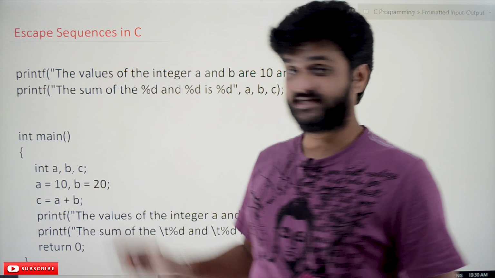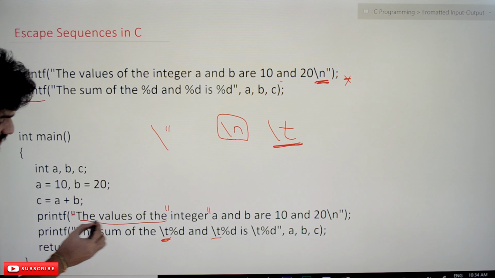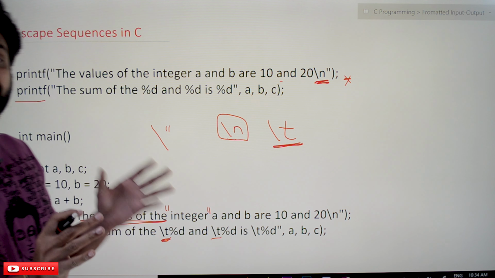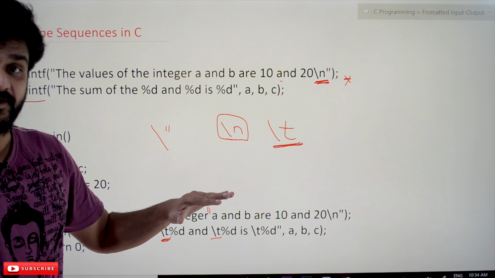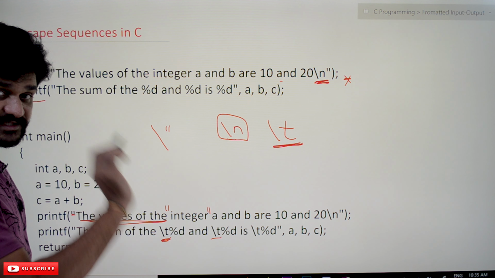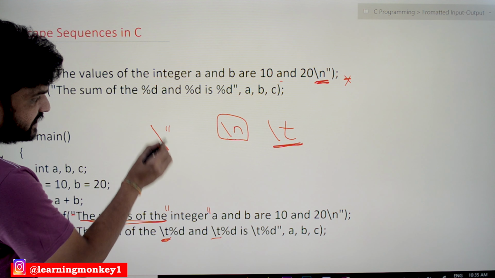Why is it going to generate an error? The printf statement considers double quotes as the place where the format string starts, and whenever the compiler identifies the next double quotes, it will assume that is the end of the format string. So from here to here it will consider as the format string, and the remaining part is unknown. The compiler will get confused and generate an error. So in order to print this as a literal character, we have to use \ double quotes.